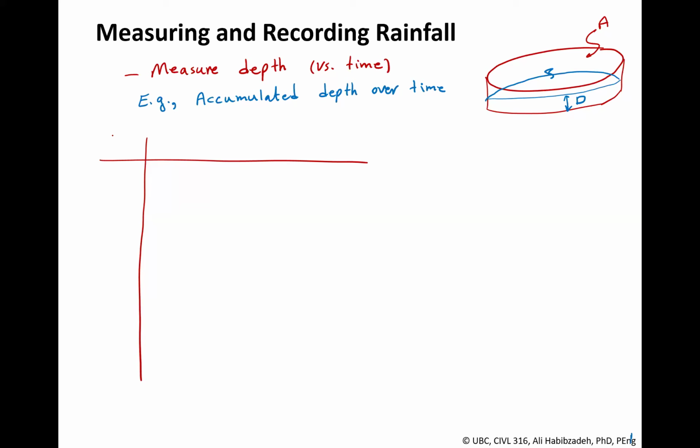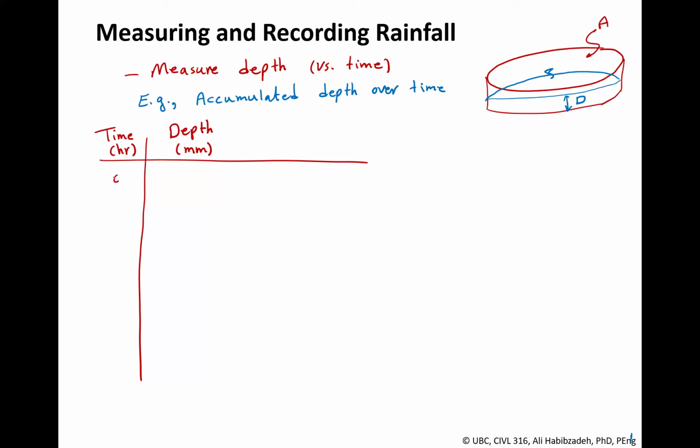We have time, and then we have depth. Again, the units could be different. Depth typically in millimeters, and time typically in hours, just because of the natural phenomena that we expect. A few millimeters per hour is a typical rain. We don't expect meters or kilometers of depth, of course. So millimeters and hours.